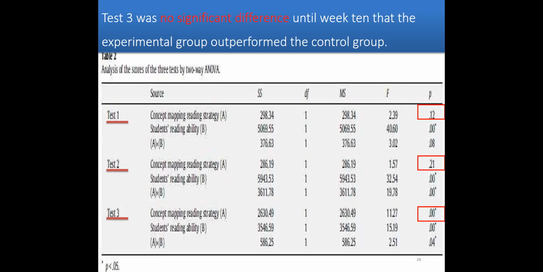So the computer-assisted concept mapping reading training required time before the effect could be seen. At the beginning, with test 1 and test 2, maybe we do not really see significant results. But when it comes to test 3, the effects show a complete difference and show effectiveness in using computer-assisted concept mapping.